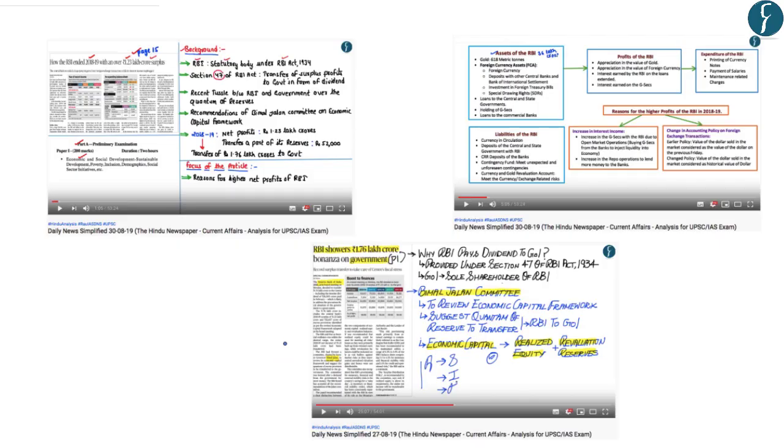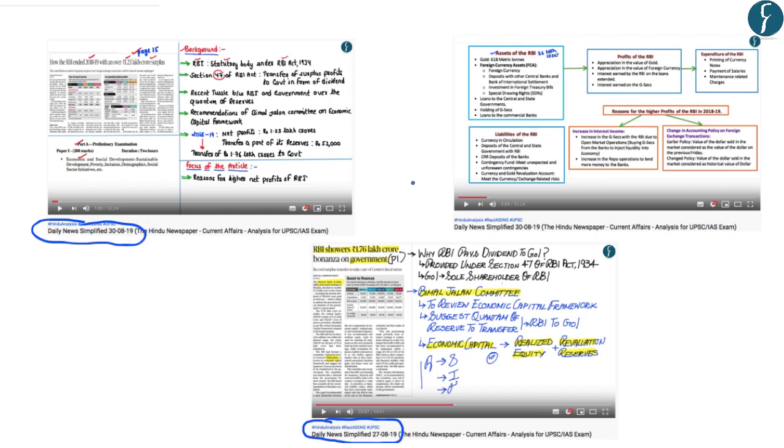Now, various aspects of this surplus transfer from the RBI to the government have been discussed in the previous DNS videos recently. For example, why the RBI pays the dividend to the Government of India has been discussed in the Daily News Simplified of 27th August 2019, that is 4 days back. Also, yesterday in the DNS of 30th August 2019, other aspects and the provisions and the recommendations of the Jalan committee have also been discussed.